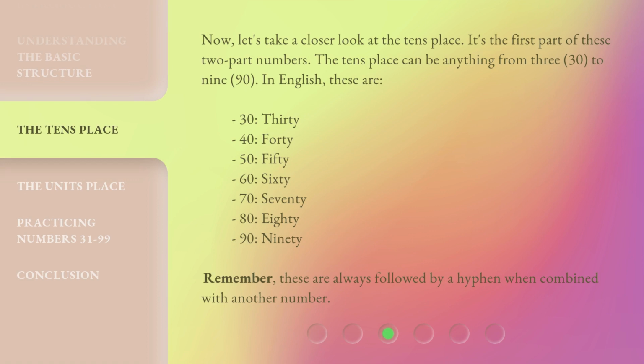Now, let's take a closer look at the tens place. It's the first part of these two-part numbers. The tens place can be anything from 3, 30, to 9, 90. In English, these are thirty, forty, fifty, sixty, seventy, eighty, ninety. Remember, these are always followed by a hyphen when combined with another number.